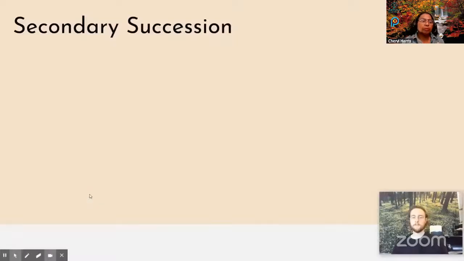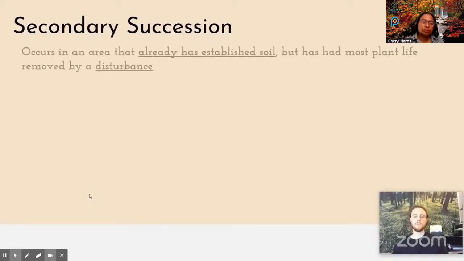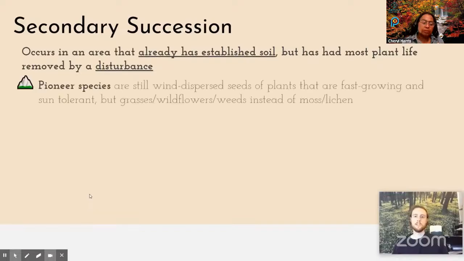And finally, we'll wrap up by focusing in a little more detail on secondary succession. So remember, this is in an area where there's already established soil, but most of the plant community has been removed by some sort of disturbance. So pioneers are still going to be the first species to arrive in this area, and they're going to be plants that have their seeds dispersed either by the wind or by animals, and they're going to be fast growing and sun tolerant, but they're going to be wildflowers, grasses and sedges, as opposed to the moss and lichen, who are our pioneers or colonizing species in primary succession.